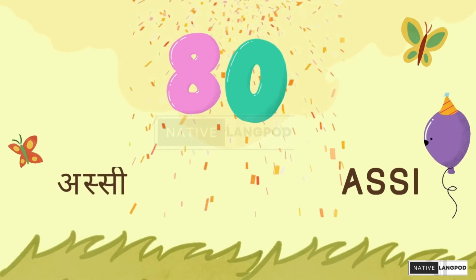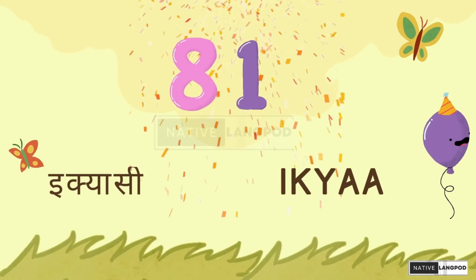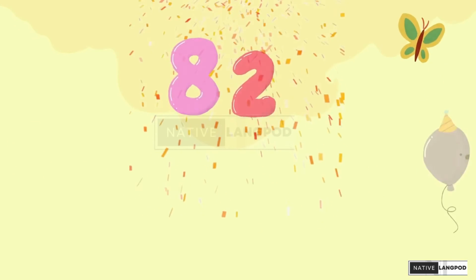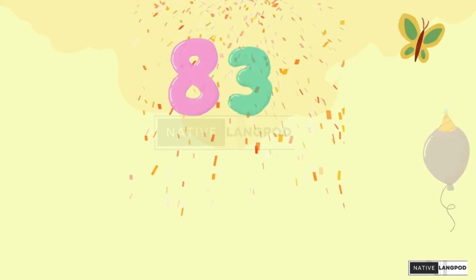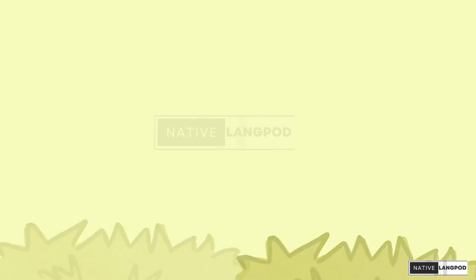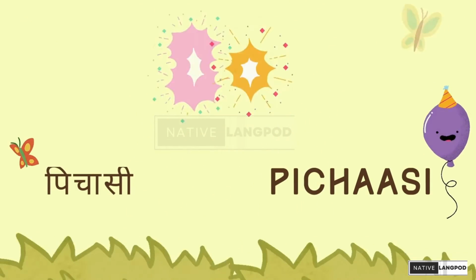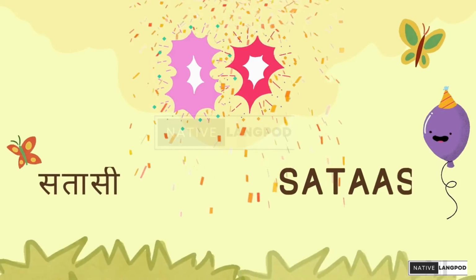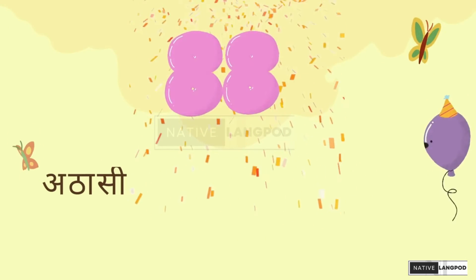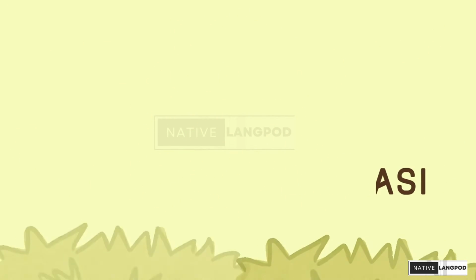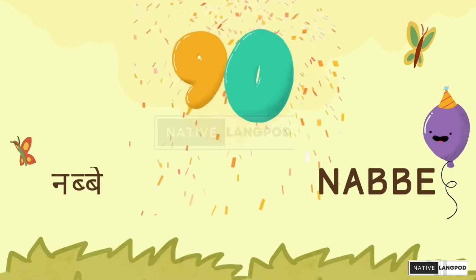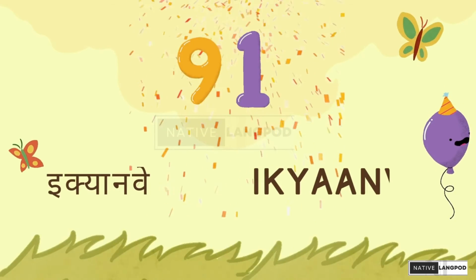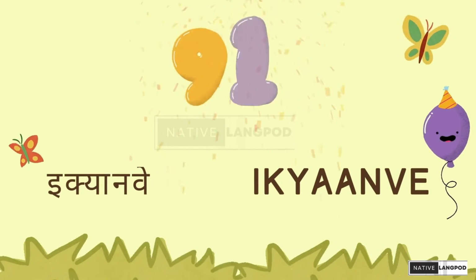80 is 80. 81 is 81. 82 is 82. 83 is 83. 84 is 84. 85 is 85. 86 is 86. 87 is 87. 88 is 88. 89 is 89. 90 is 90. 91 is 91.